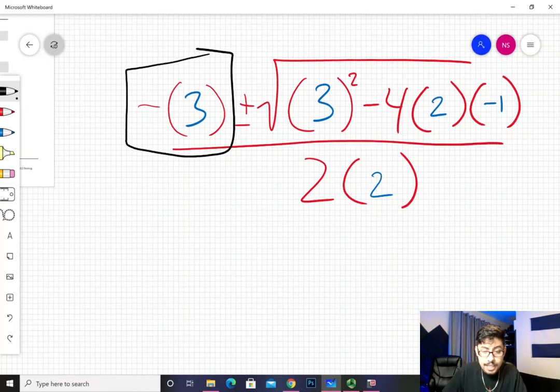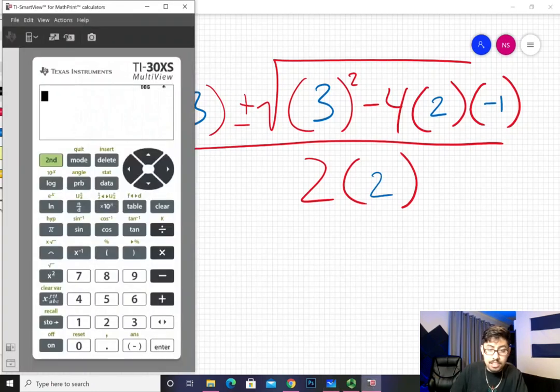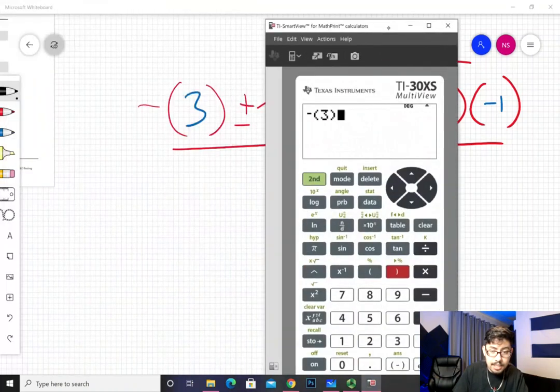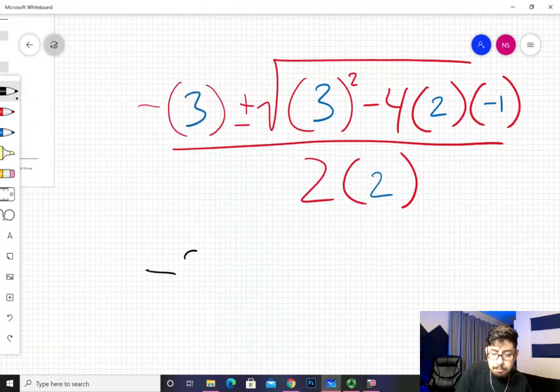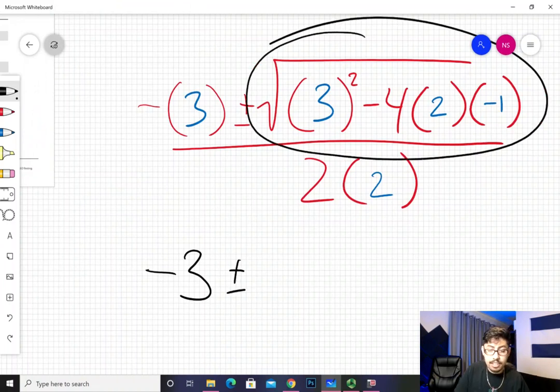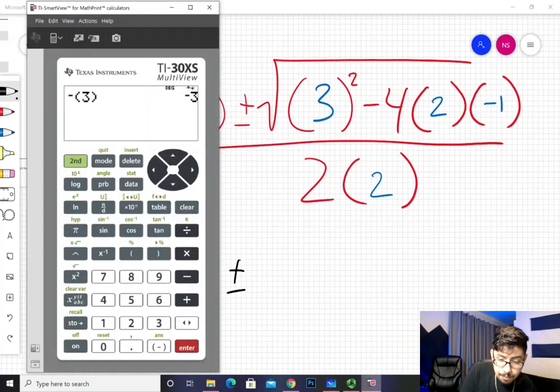We're going to solve this section first. How do we do that? You could just dump it into your calculator exactly the way it is. Negative parentheses, positive 3 was in there. Isn't that what we had? Yep. And you could just do that, and the answer is -3. Boom. Plus or minus. Now we're going to put all of this into the calculator. That's going to be the tough part.